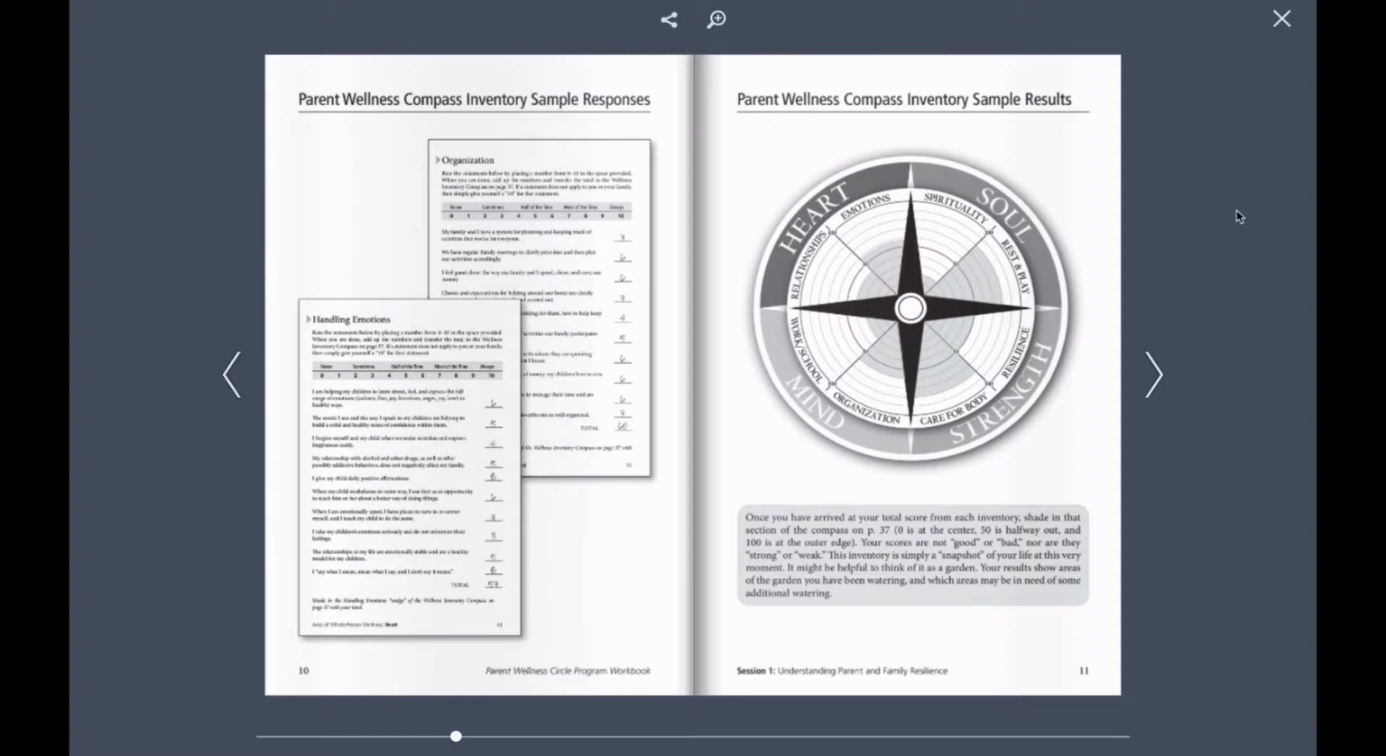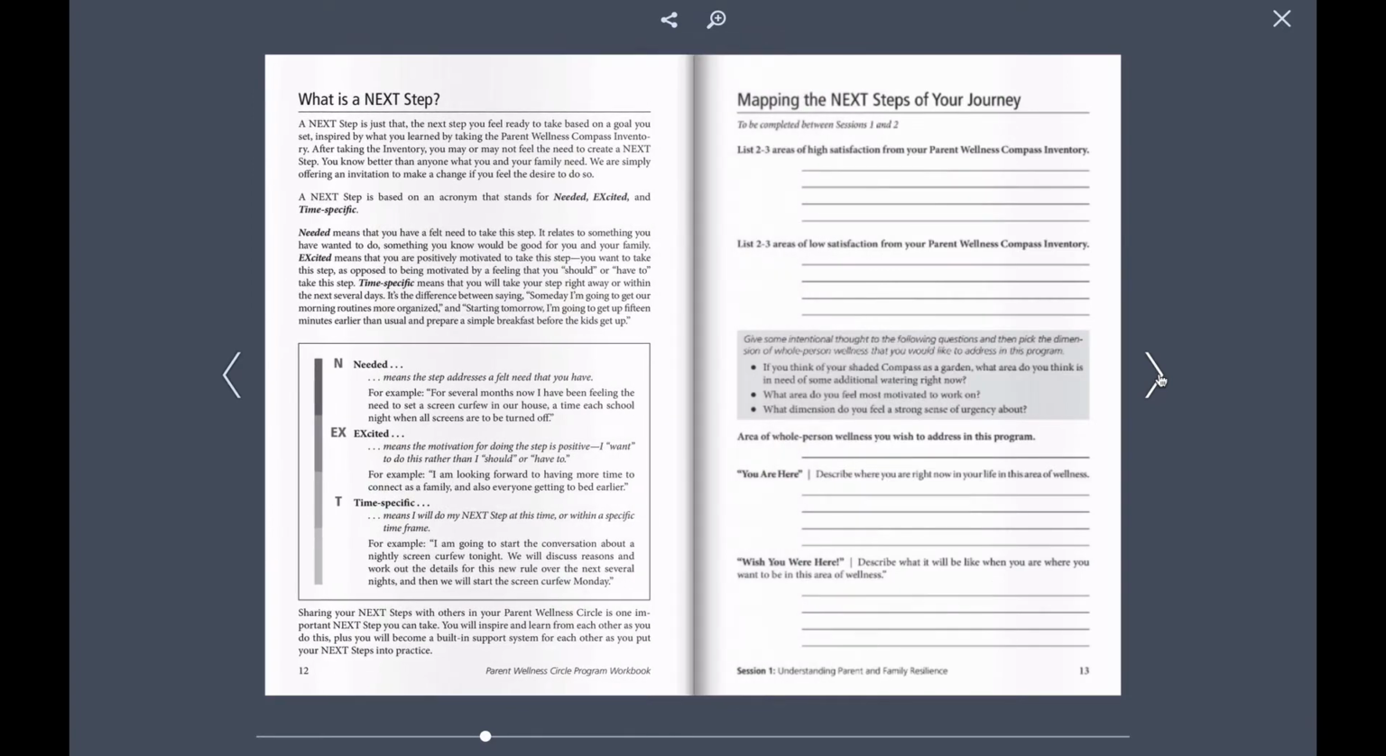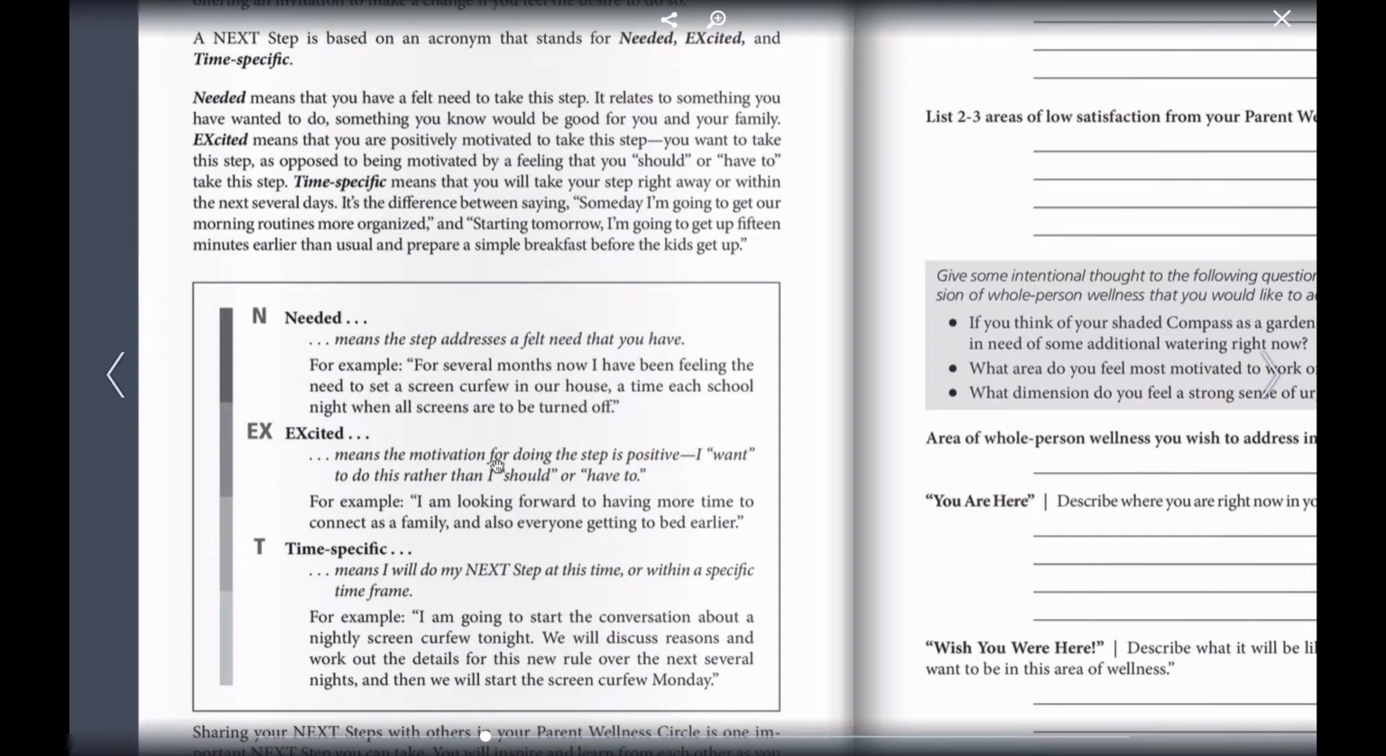And then you're going to teach them about mapping the journey. We stay with the navigational theme. You're going to teach them what a next step is, because the whole goal of the coaching process in this program, each session each week, is to create a next step. And the next step is our acronym, similar to a SMART goal.